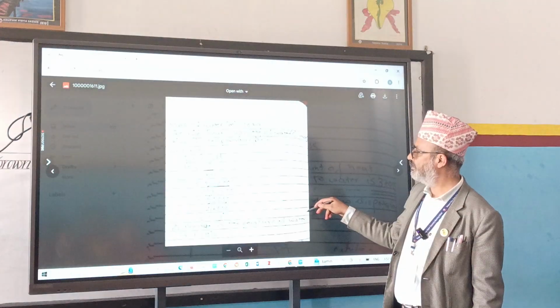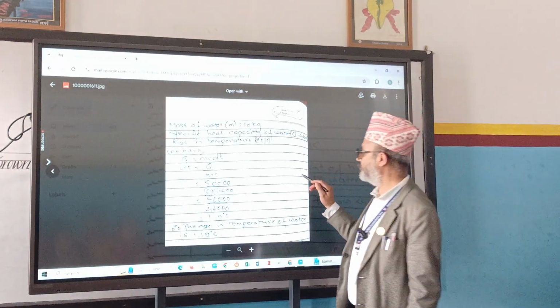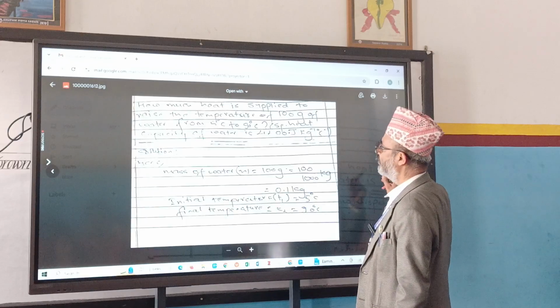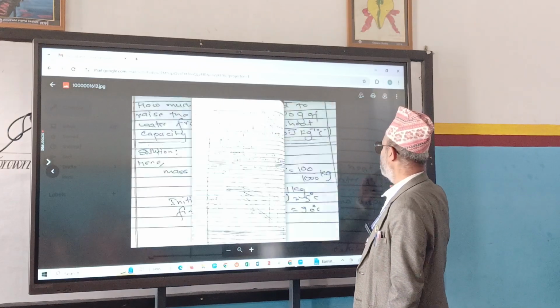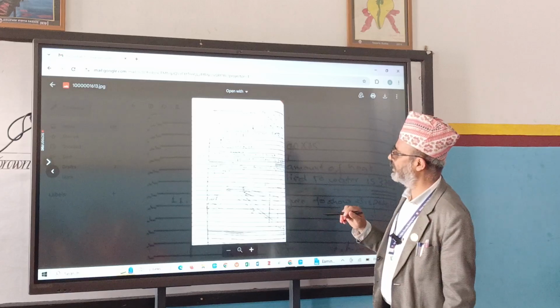This MCDT formula has come. Are you finished? How much heat is supplied to raise the temperature, I think this is a similar one. Then one diagram is shown here.